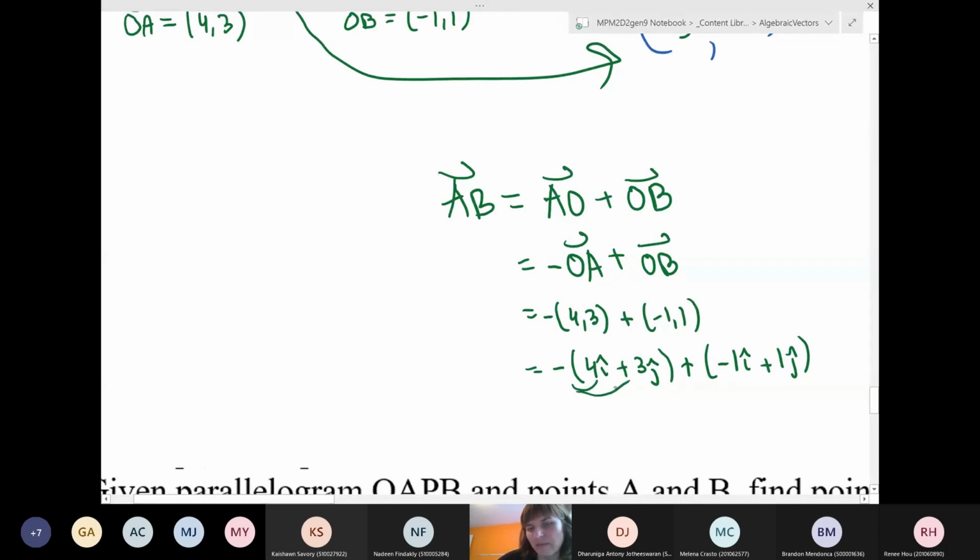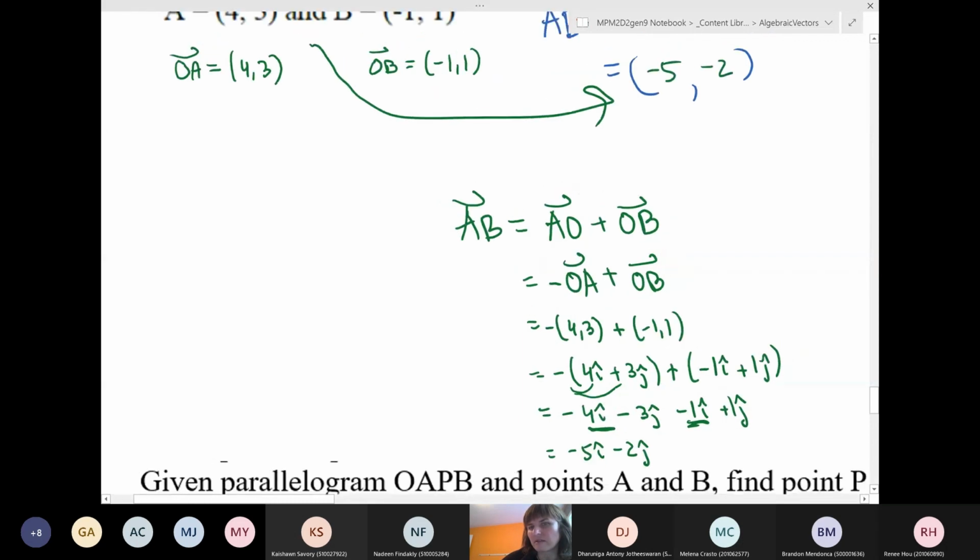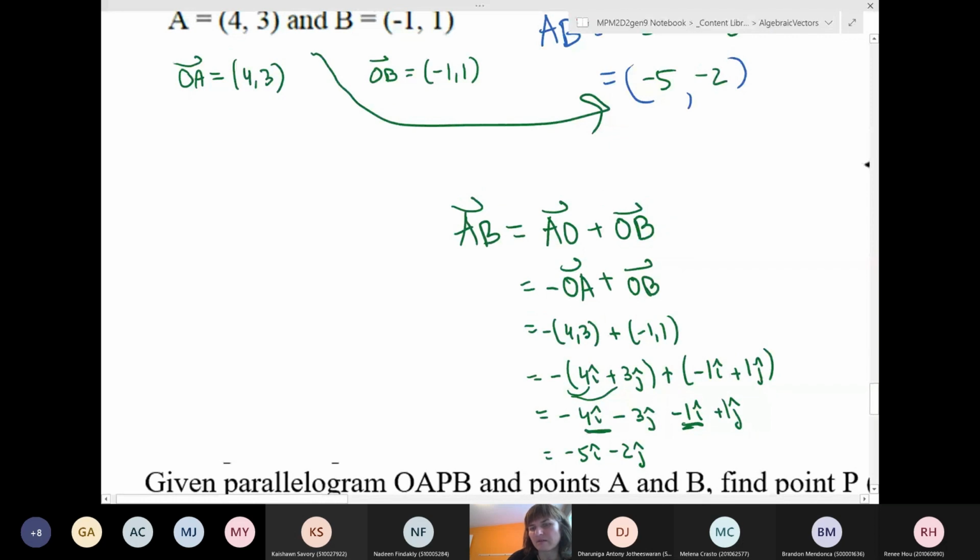You would distribute your negative like so. And then you're going to be collecting like terms. We talked about how to add vectors when you have like terms, right? There's one here. And so this is the same as that one. And so that would be -5i. And this one, -3 plus 1 would be -2j. And that's exactly the components I have up here.